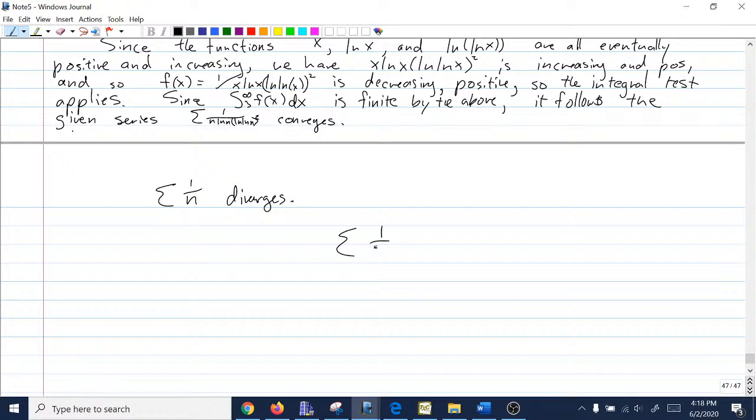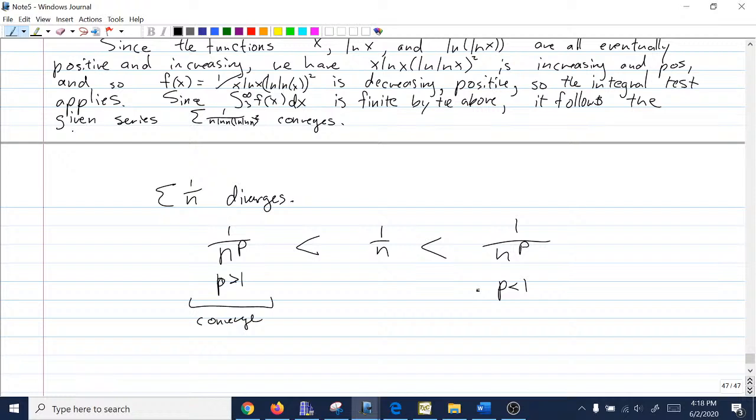If I think about it, 1 over n is bigger than 1 over n to the p with p bigger than 1, which all converge. Those are convergent p series. And it's smaller than 1 over n to the p where p is less than 1, and these things all diverge. So 1 over n is right on the borderline. This thing diverges, but just barely.